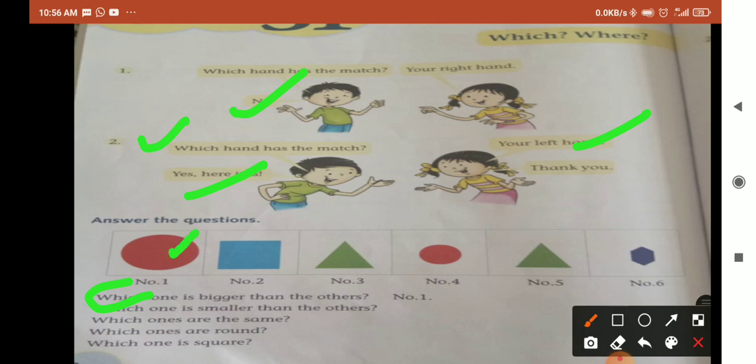So the answer is number 1. Second is, which one is smaller than the others? So the answer is number 6. Then which one is the same? Number 2. Then which ones are round? So here again which is used for asking the question. Which ones are round? So number 1 and number 4 are the answer. Then which one is square? So the answer is number 2. Okay. So this is your way of asking the question by the word which.